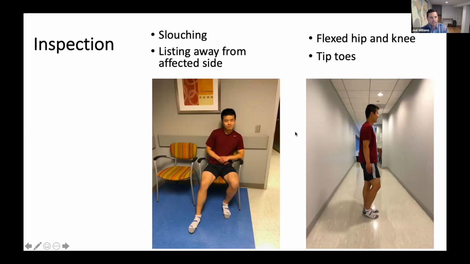Oftentimes with hip or intra-articular pathology, patients avoid sitting in an upright position. They're often slouching or listing away from their affected side. When they're upright, they may not want to put all of their weight on their affected extremity and may hold their hip or knee in a flexed position or stand on their tiptoes.